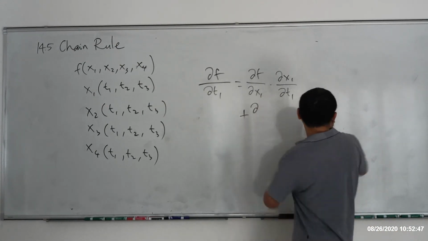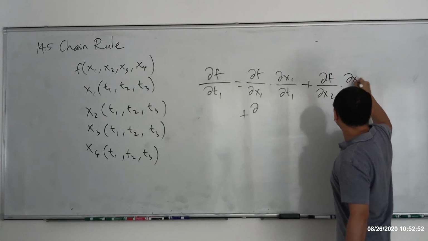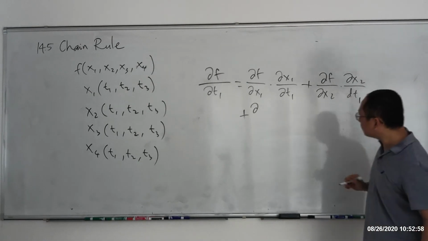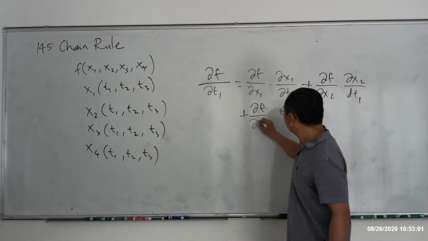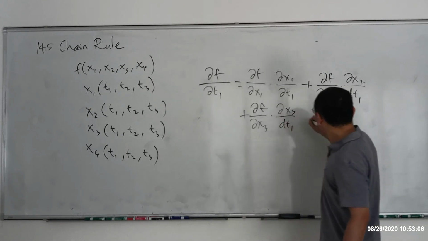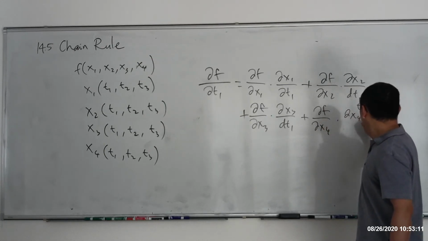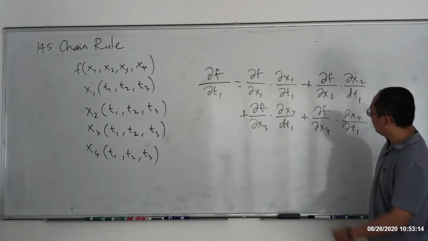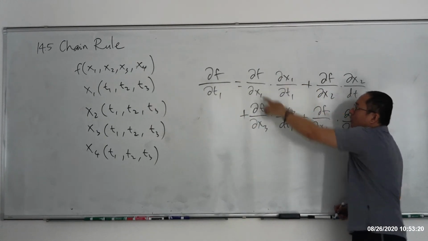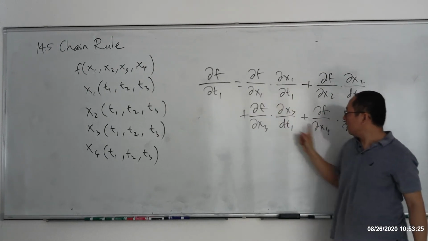Plus I have some room right here. Plus df over dx2 times dx2 over dt1, I mean, all 1. And then df over dx3 times dx3 over dt1 plus df over dx4 times dx4 over dt1. Make sure that we calculate df over dt1, right? So for each of those terms right here, whenever you cancel out the intermediate variable, make sure that you got df over dt1 all the time.